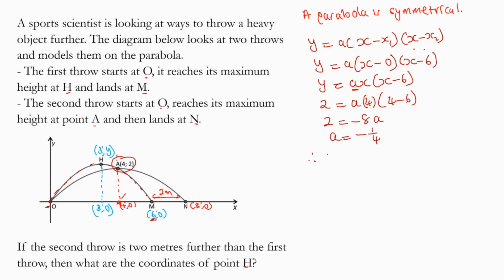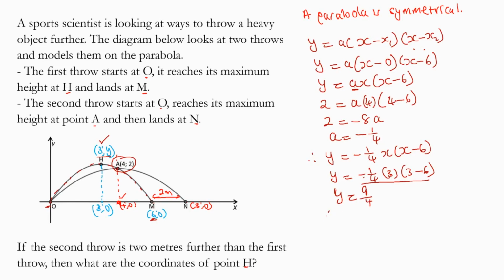Therefore, the equation of the first throw is y is equal to negative 1 over 4 x(x minus 6). We have the x coordinate of H, so let's find the y coordinate. Where there's x, we just put 3 and then find our y. So y is equal to negative 1 over 4 times 3 times (3 minus 6). 3 minus 6 is negative 3, negative 3 times 3 is negative 9, and negative 9 times negative 1 over 4 gives 9 over 4. You can even use your calculator to find this. You get positive 9 over 4.